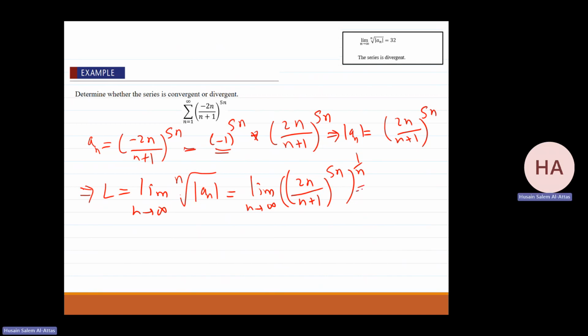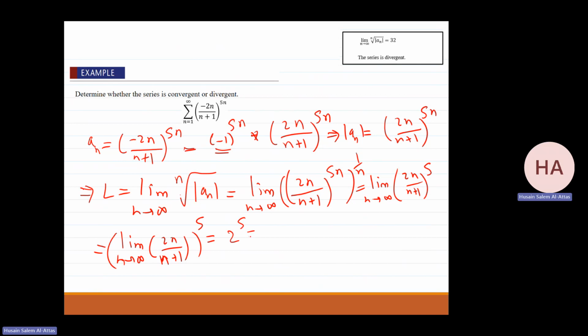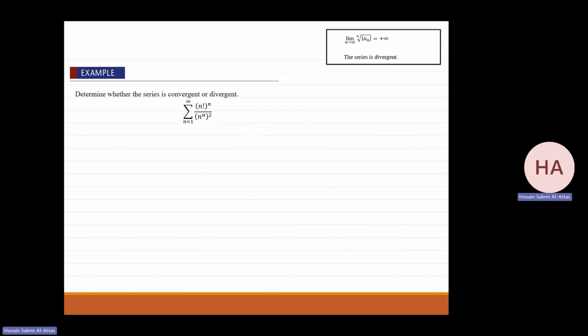And that will be the limit as n goes to infinity of (n over n plus 1) to the power 5. Take the limit inside, so that will be the limit as n goes to infinity of (2n over n plus 1) all to the power 5. Same degree, that will be 2 to the power 5, which is 32, greater than 1. So this series diverges. A divergent series.